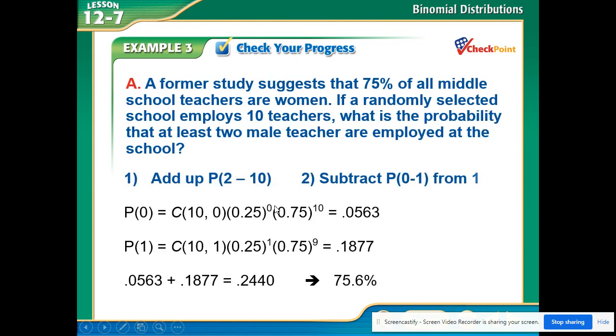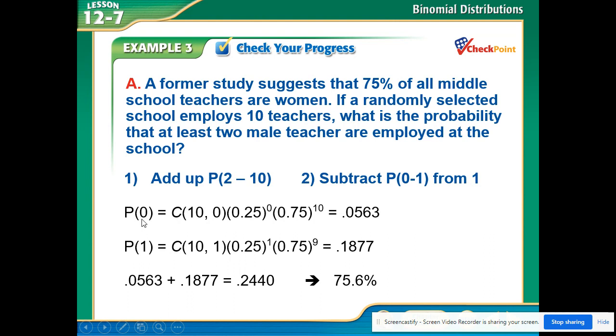All right, let's try another one. A former study assessment suggests that 75% of all middle school teachers are women. If a randomly selected school employs 10 teachers, what's the probability that at least 2 male teachers are employed at the school? So we can either do number 1, which is add up the probability of 2 to 10, or we can subtract the probability of 0 to 1 from 1. Well, obviously, the 0 to 1 is significantly less work than doing 2 to 10. So we're going to do the 0 to 1 and subtract from 1.